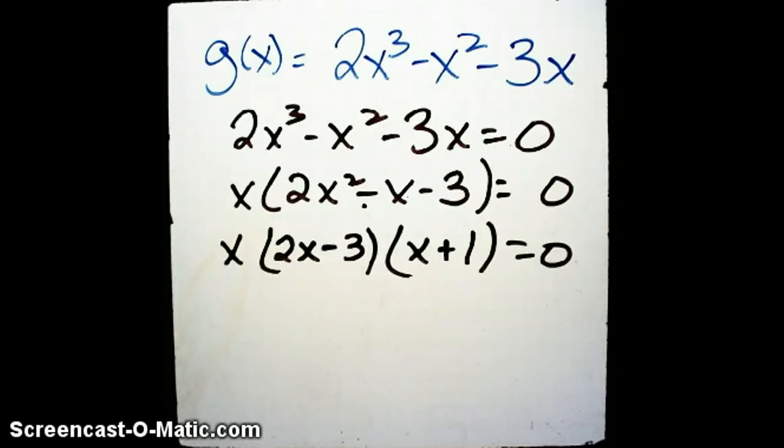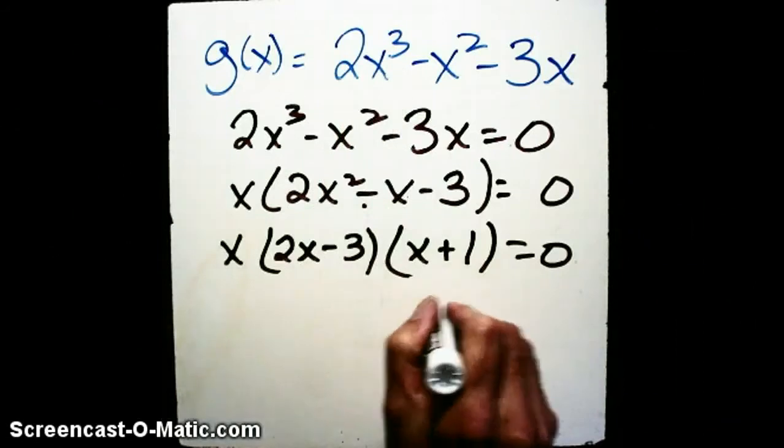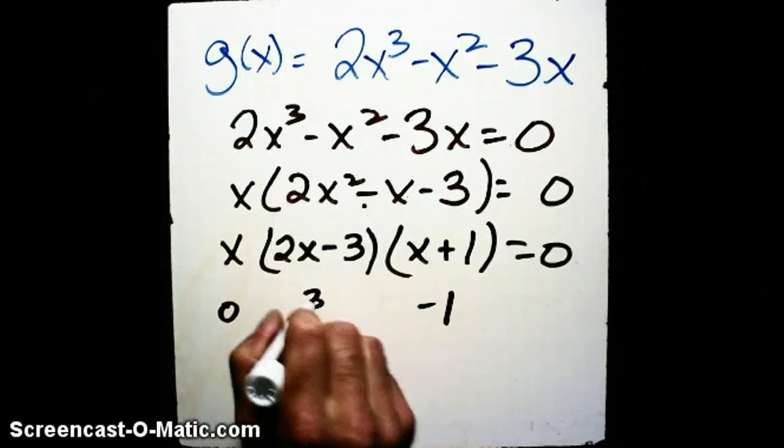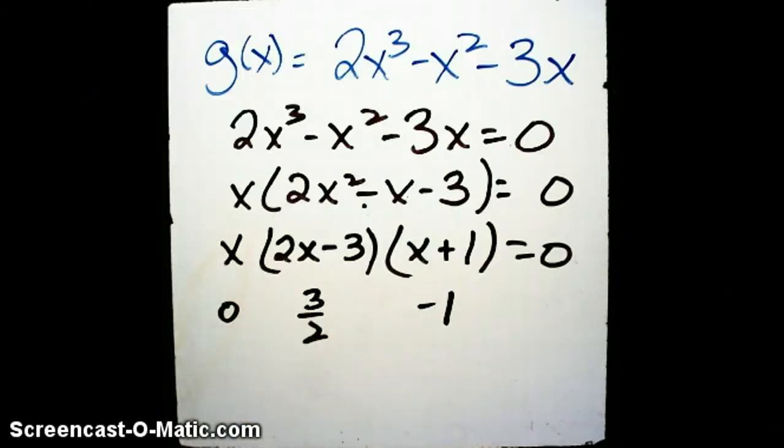All right, so my question is, what are the zeros of this function? Okay, the maximum would be 3, right? That makes sense? So this is -1. This is 0, and that's going to be 3 halves, or 1.5. Again, we're finding the zeros of the function.